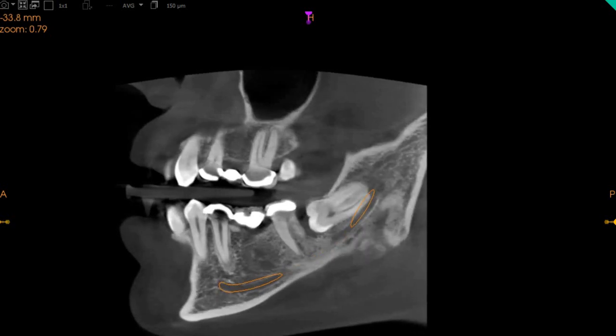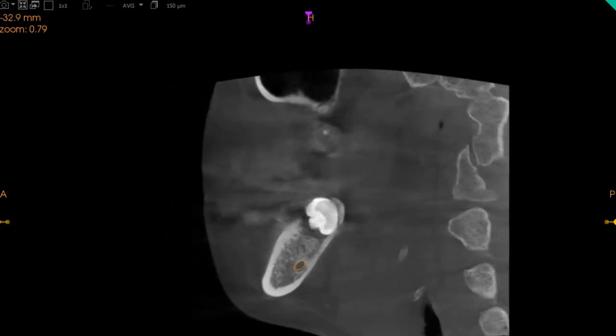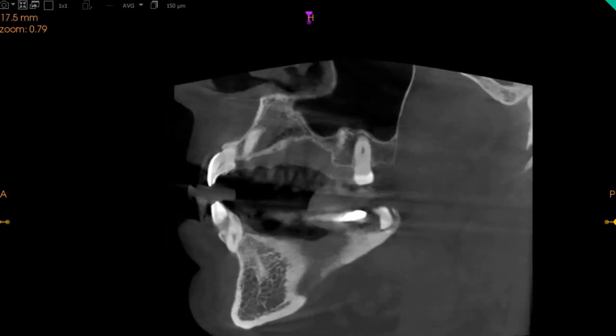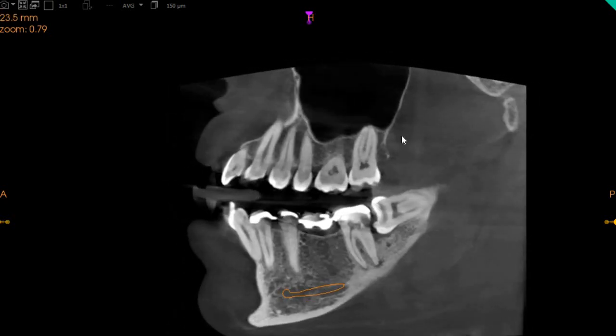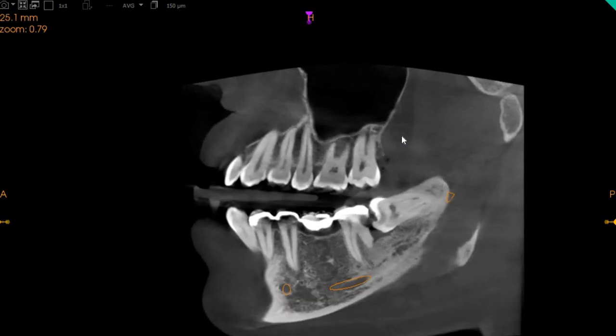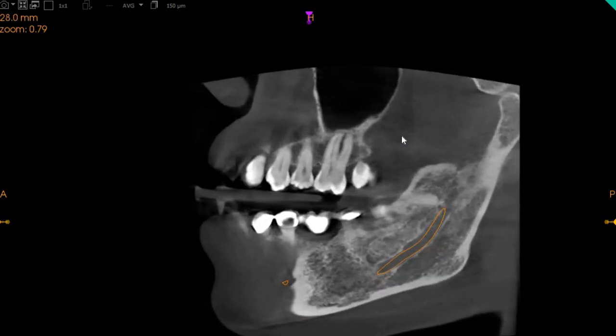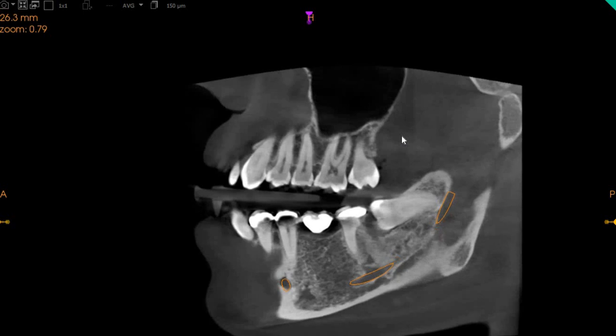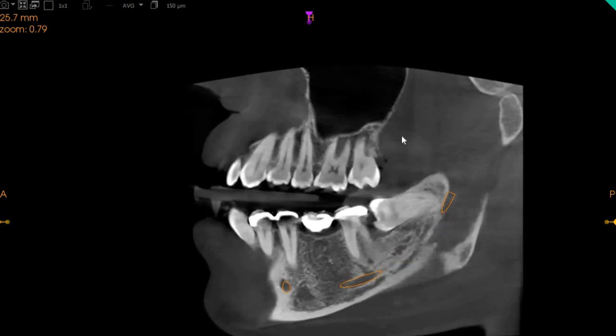When we move to the lower right side, you will again appreciate that here the wisdom tooth is significantly far away from the inferior alveolar nerve. Only the apex is close, but not in contact and not compressing.